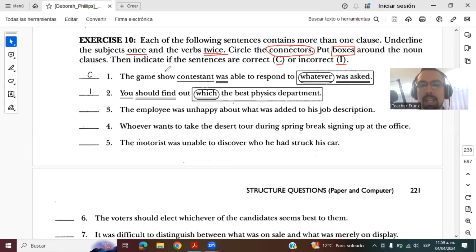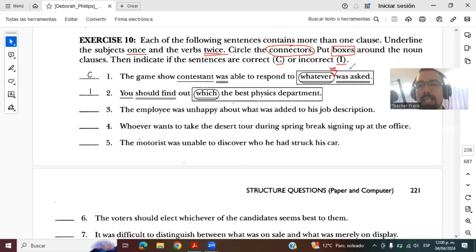So the first one says the game show contestant was able to respond to whatever was asked. So we have the contestant was, first subject, first verb, that's a clause. Whatever was asked, whatever is my connector, is the subject of was asked, and all of that is the noun clause, right? The game show contestant was able to respond to it. We can summarize it. Now you could say, well, how do I know if there has to be a subject here, right? Whatever he was asked, because sometimes that's possible.